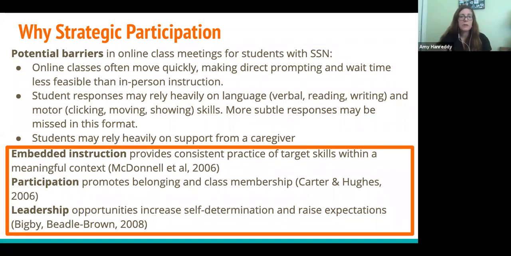And then we also know that there are strategies that have a long history of being successful in-person in general education classes for students with more significant needs. One of those is embedded instruction. This is the idea of providing consistent practice of specific skills within a meaningful context. Another is simple participation strategies to promote that belonging and class membership. And then finally, we want to make sure that students with significant support needs are not participating only passively or being the recipients of support, but that those students also have an opportunity to be seen as leaders and contributors to class instruction. We know that those opportunities really promote self-determination and also help to raise expectations for those students and help them to be seen as more capable.